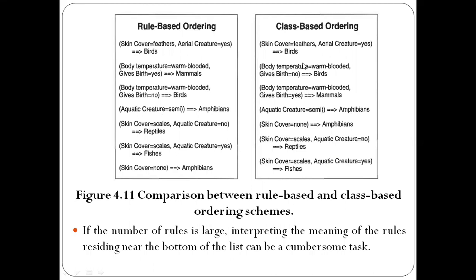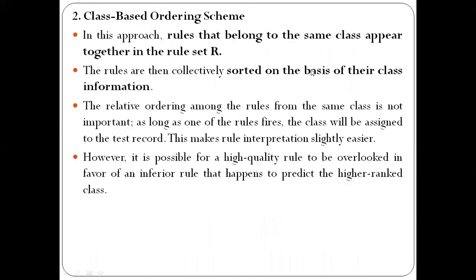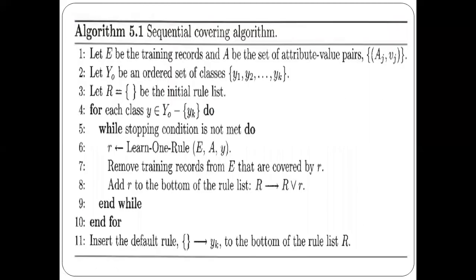Like this, each time it will be finding the rules that belong to one class at a time. So for the vertebrate classification problem, it will be finding the rules that belong to birds first, and then mammals, and then amphibians, and then reptiles, and then fishes. Each time it will be extracting the rules that belong to one class, and then it will move on to the second class, third class, and then fourth class, like that. All the rules that belong to one specific class will be extracted at a time.